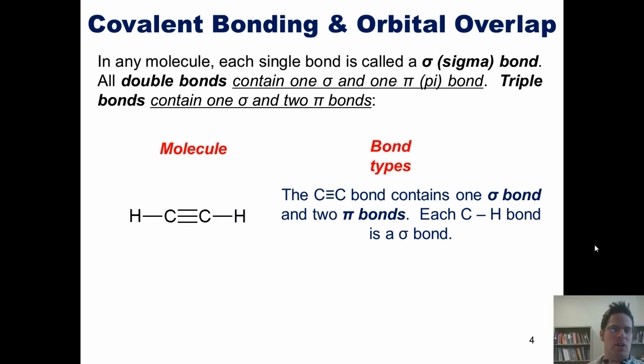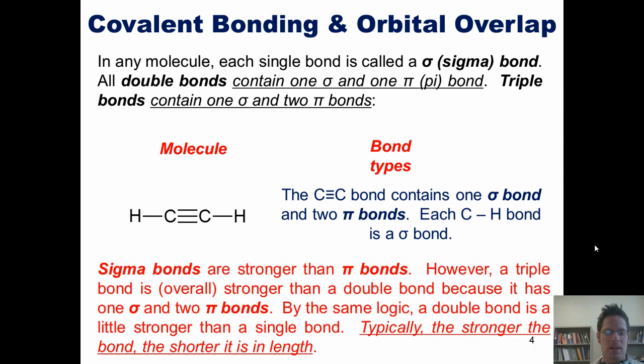The final point I wish to make here is this. Sigma bonds are stronger than pi bonds. However, a triple bond is overall stronger than a double bond because it has 1 sigma and 2 pi bonds. By the same logic, a double bond is a little stronger than a single bond because it contains 1 sigma and a pi bond. Typically, the stronger the bond, the shorter it is in length. Hence, single bonds are longer than double bonds, which are longer than triple bonds.